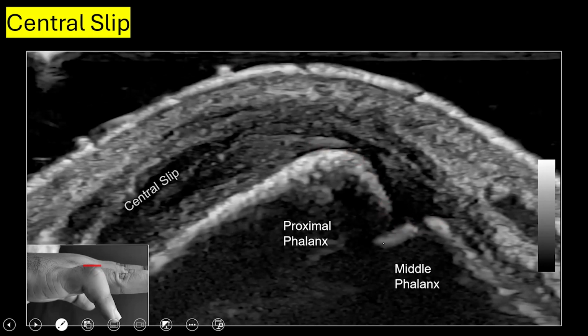And if you look at this, we are not seeing the hyperechoic structure of the central slip of the extensor tendon. Instead, the hyperechoic structure is seen lying at the level of the head of the proximal phalanx. And this suggests that there is a complete eversion of the central slip from the base of the middle phalanx. So that's a tear of the central slip, which is the hallmark of the boutonniere deformity, which is likely to develop if there is an inadequate or suboptimal treatment at the initial acute phase of the injury.